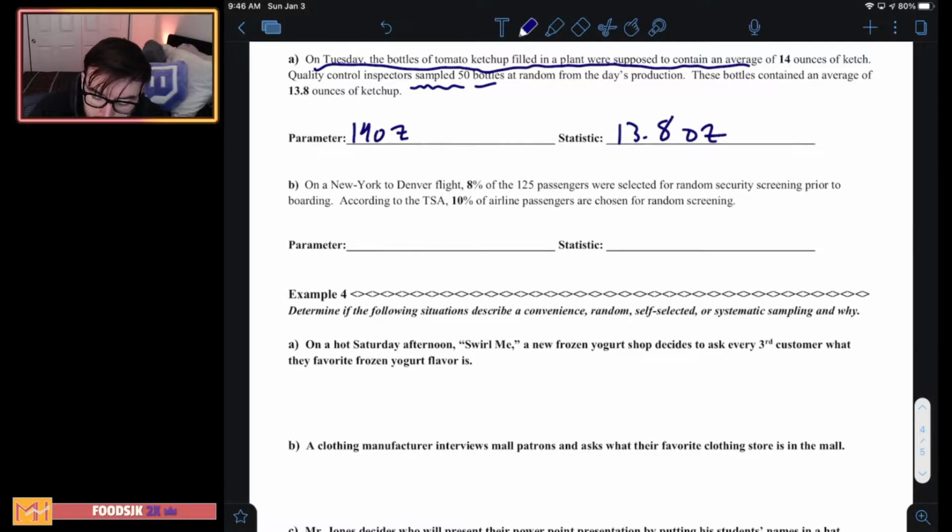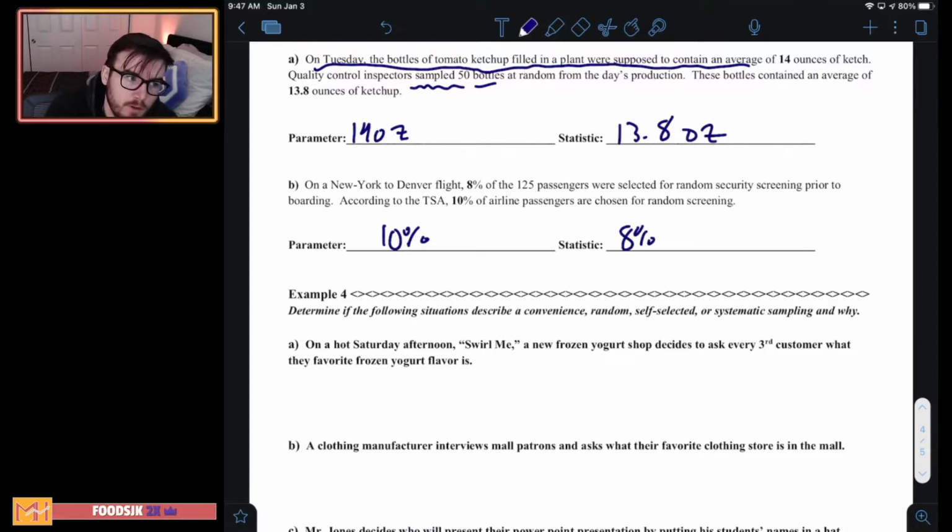Okay, so again, what is the population and what is the sample here in option B? On a New York to Denver flight, 8% of the 125 passengers were selected for a random security screening prior to boarding. According to the TSA, 10% of airline passengers are chosen for random screening. So the TSA states that the parameters, when you come in to a flight into the airport, the likelihood that you are chosen for a random screening is 10% of all passengers. That is the parameter. But on a given day, on a given flight, only 8% were chosen, right?